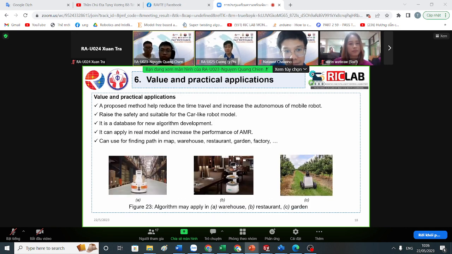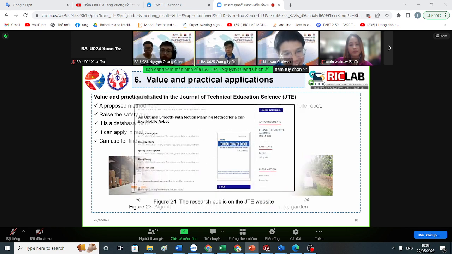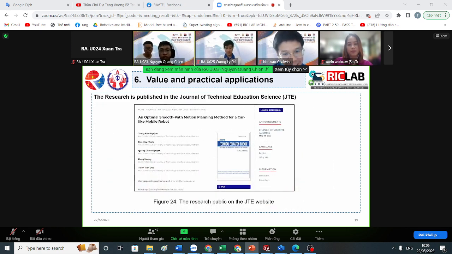Next is the value and practical application. The robot method has reduced the travel time and increased the autonomy of mobile robots. And we can raise the safety, and it is suitable for car-like mobile robots. And it's a data space too, and can be applied in a real model. And we can use it in maps, warehouses, and restaurants too. And we have research published in the Journal of Technical Education Science.